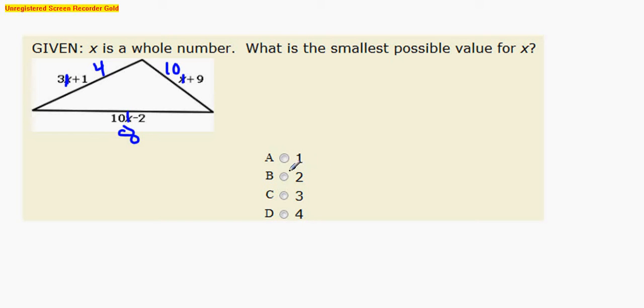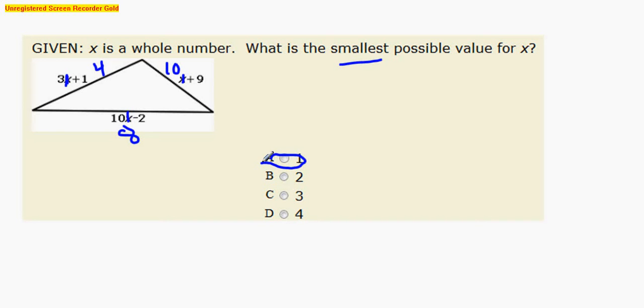Now, some of these others might work, but again, it says the smallest possible value. And since 1 is the smallest value here, that has to be the smallest one of all of them. And so A is going to be my answer. Okay? And if that one didn't work, then I would just go up and plug in 2 for x and do the same thing.